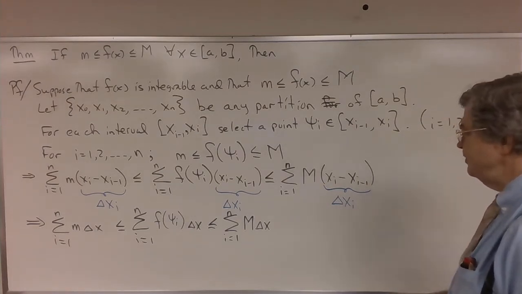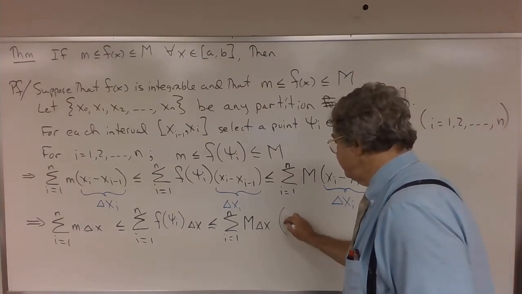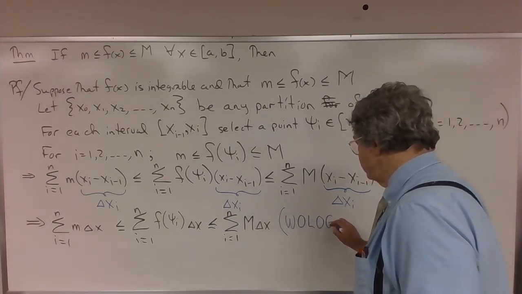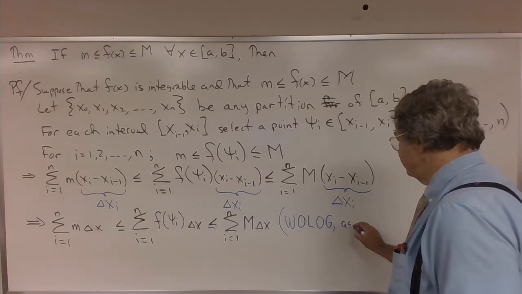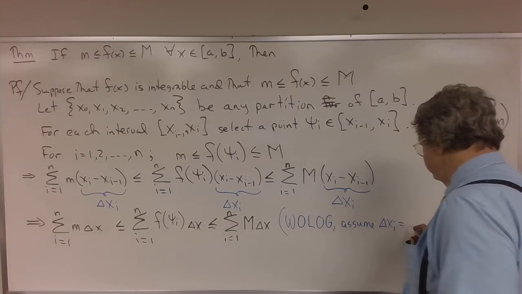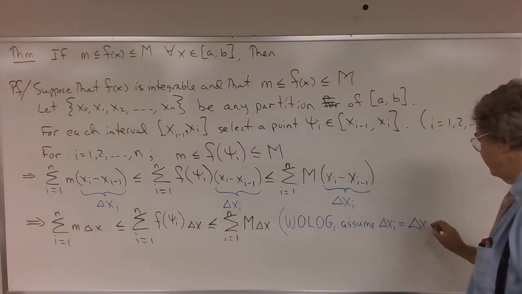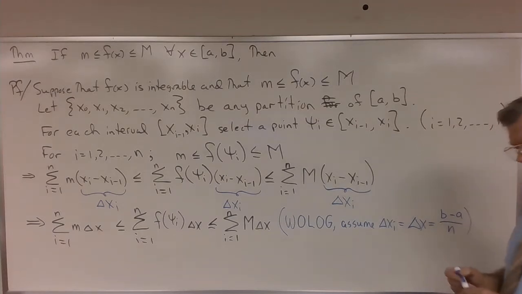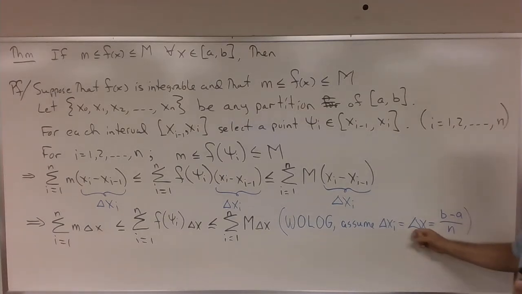Now, why did I do that? I'm just going to make things easy for myself and say delta x is b minus a over n. I've divided the interval from A to B into n subintervals of equal length.